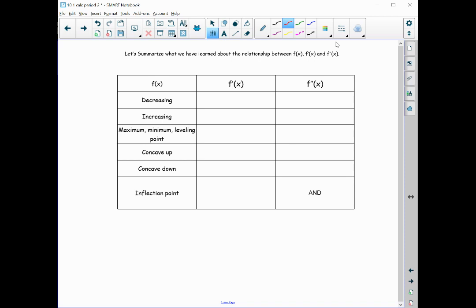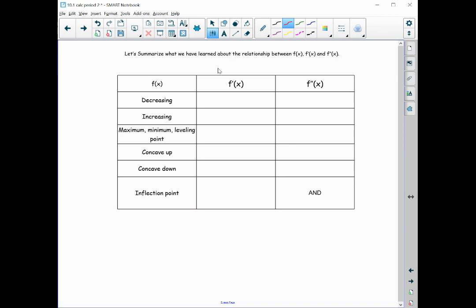Given this information about f of x, is there anything that we can say about f prime and f double prime? If you want to pause me and think through this, I highly recommend it. Try to figure out what we could say about f prime based off these things about f. What could we say about f double prime? I'm going to go through, so if you're not pausing me, let's get going. If you are, pause me and then unpause me.